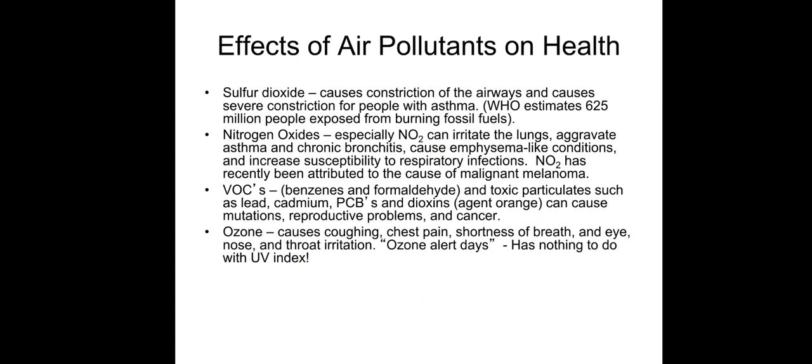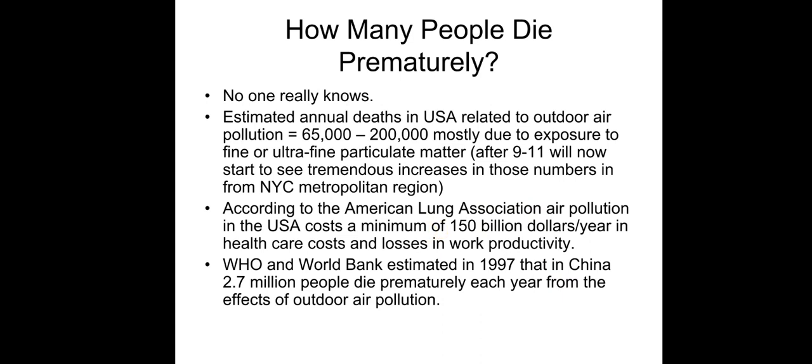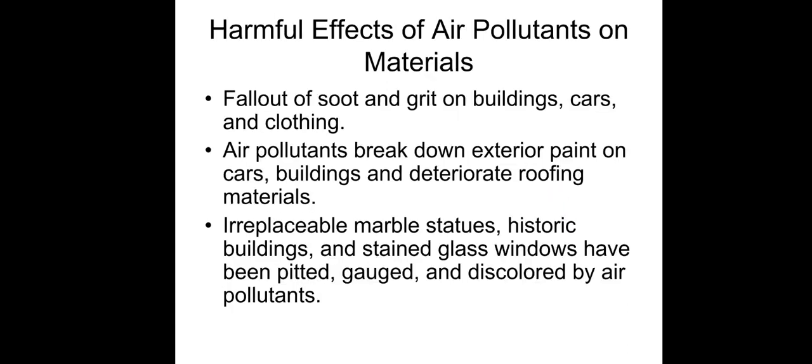Effects of air pollution on human health. There are several effects on human health due to the formation of sulfuric acid, nitrogen oxide, VOCs and ozone. How many people die prematurely? For example, the estimated annual death in the USA related to outdoor air pollution is 65,000 to 200,000, mostly due to fine and ultra fine particulate matter.